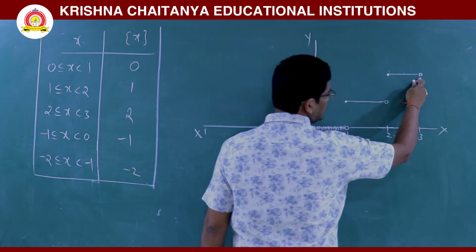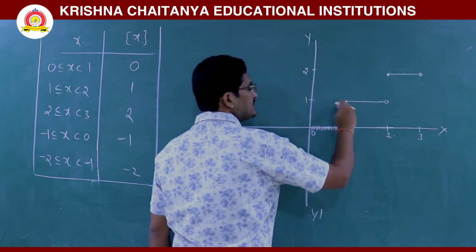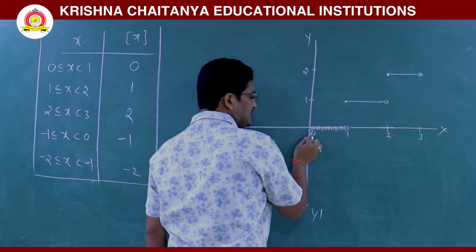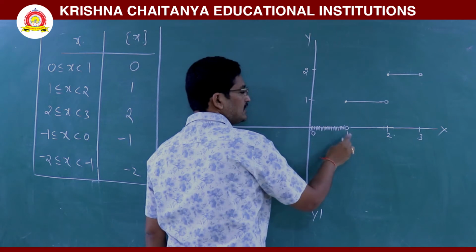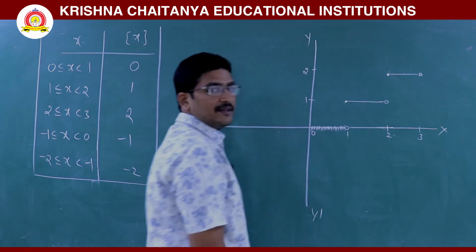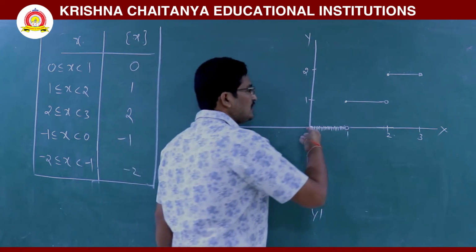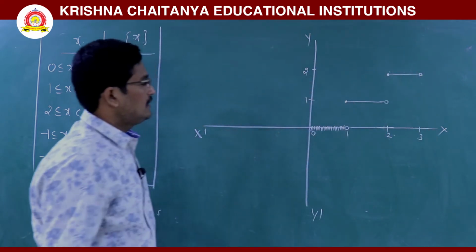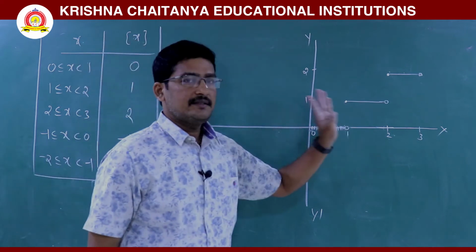So if x lies between 2 to 3, step x is 2, but not at x equals 3. If x lies between 1 and 2, step x is 1, but not at x equals 2. If x lies between 0 to 1, step x is 0, but not at x equals 1. Okay, in this way you have to draw on the right side of the y-axis.